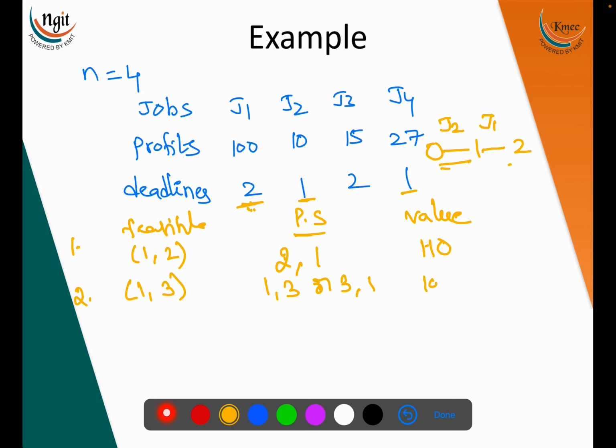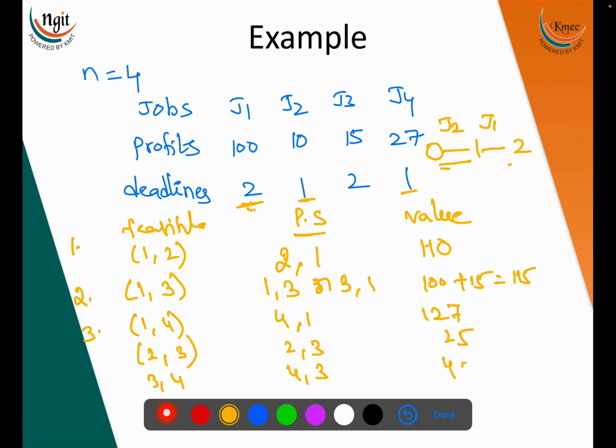15. So 100 plus 15 gives me 115 as a profit, and still I can have a feasible solution. The feasible solution is what? 1 comma 4. That is, the processing is 4 comma 1. So this time I can have a profit of 127. Still I can have a feasible solution 2 comma 3, the sequence is 2 3, profit is 25. 3 comma 4, sequence is 4 comma 3, profit is 42.